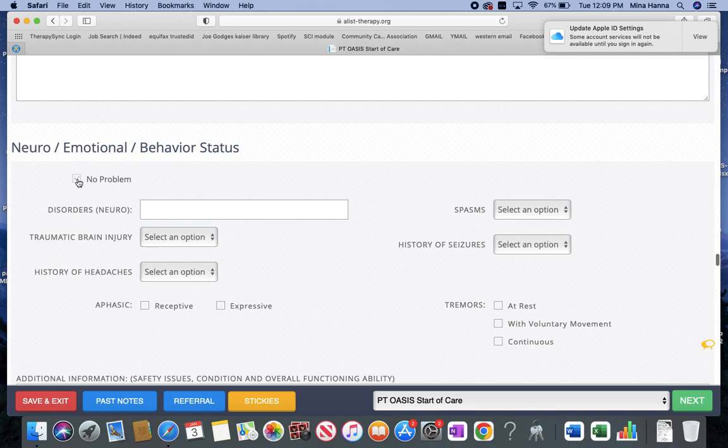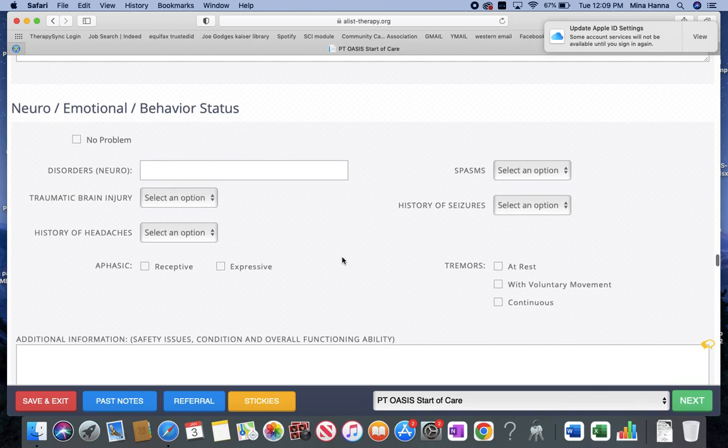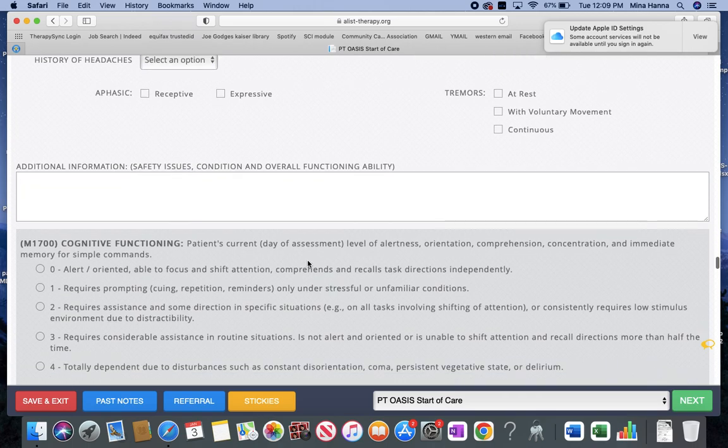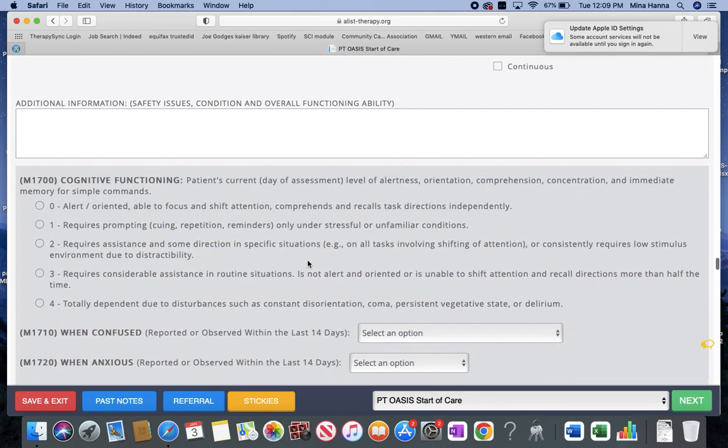In this example, we didn't, I think we put earlier, history of stroke, right? So we can put stroke from 2010 with slight, I'm making this up as an example, right-sided weakness. So you can put something like that if you want to. And you can answer more questions if you want, or you can just say it wasn't applicable in this example.